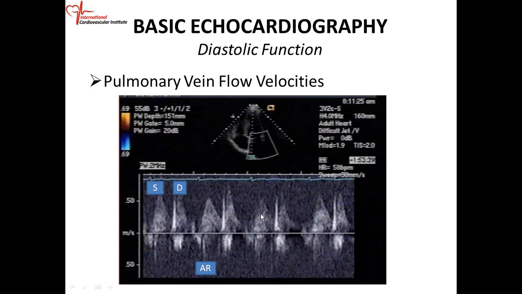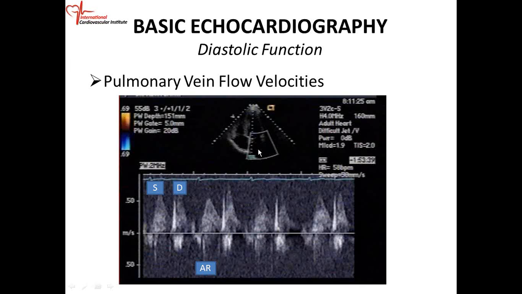So that is your pulmonary vein flow, pulmonary vein velocity. A normal pulmonary vein flow is the systolic component is larger than the diastolic component. So with a normal pulmonary vein flow, systolic component is larger than the diastolic component. When you start getting diastolic dysfunction, then the opposite occurs. The systolic component gets less than the diastolic component.